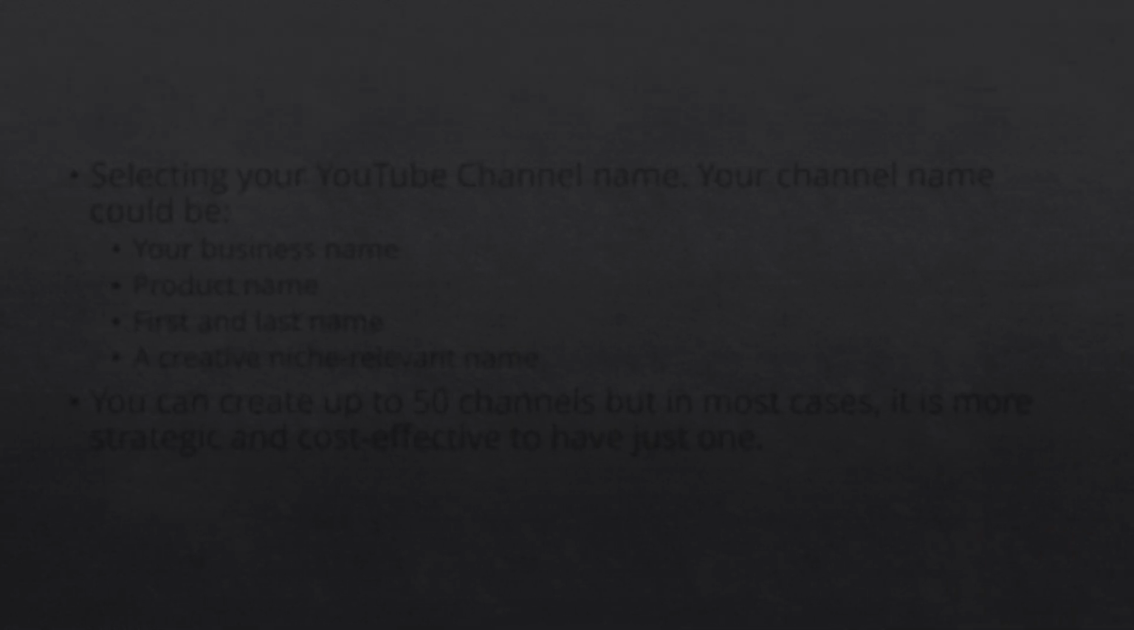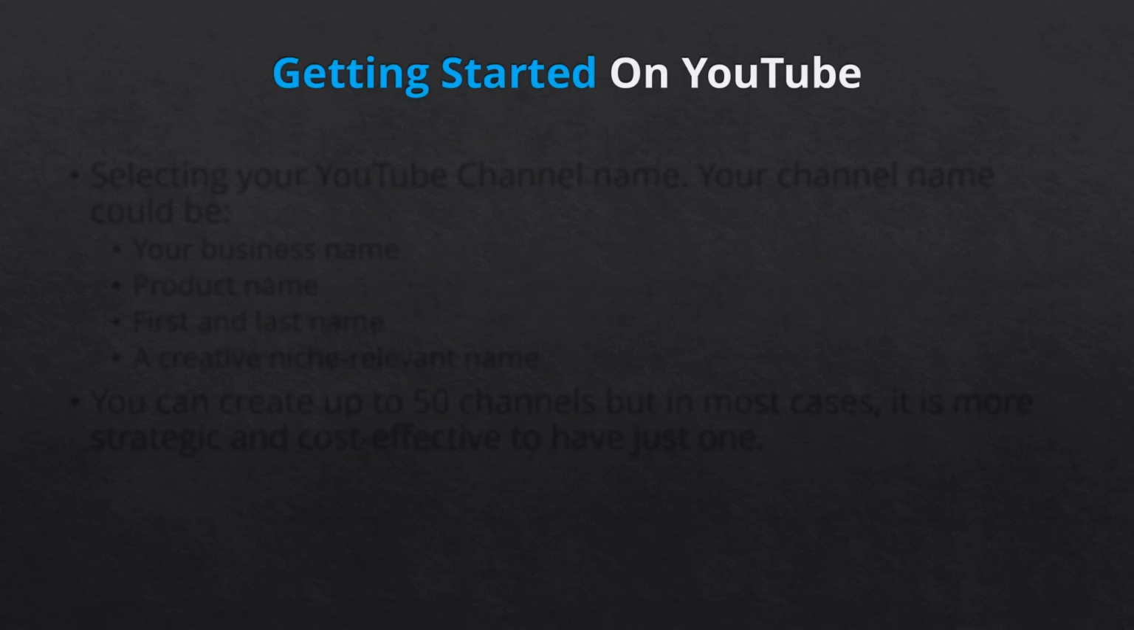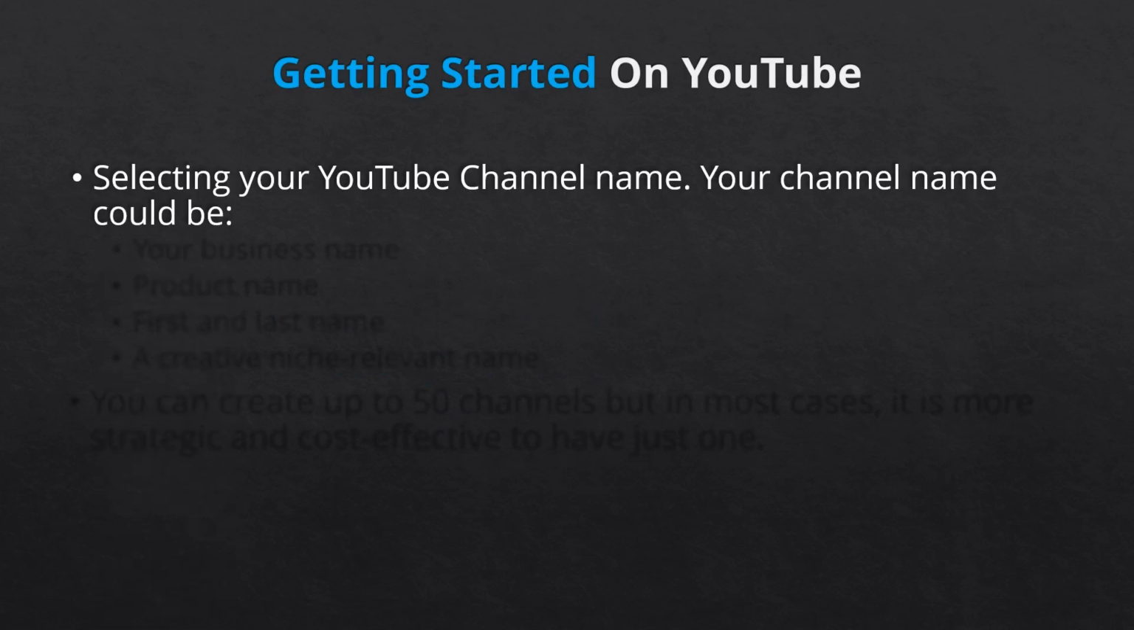The first step in getting started on YouTube is to create your own company channel. If you already have a company channel, you can organically optimize your channel with the tips below. First up, selecting your channel name.